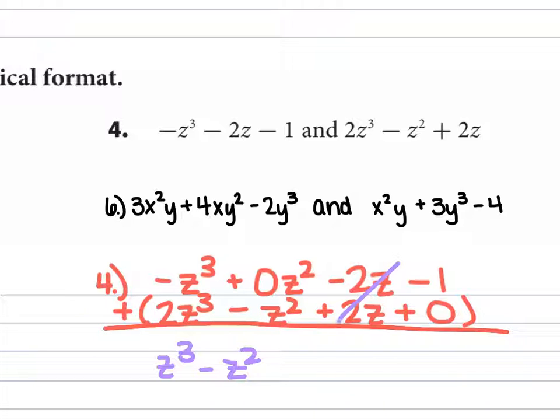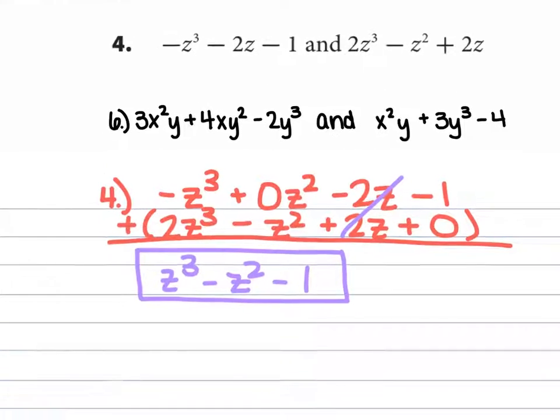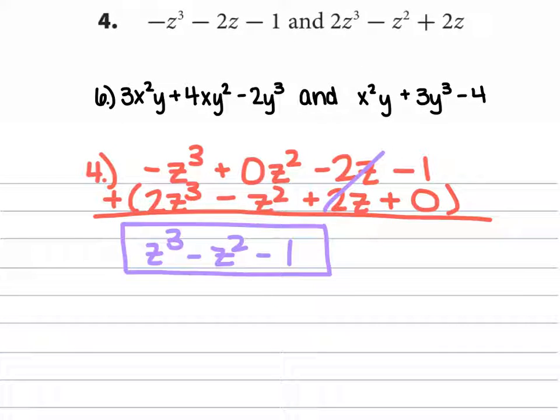The negative 2z plus 2z cancels out, and then the minus 1 plus 0 is just minus 1. So z cubed minus 2z squared minus 1.